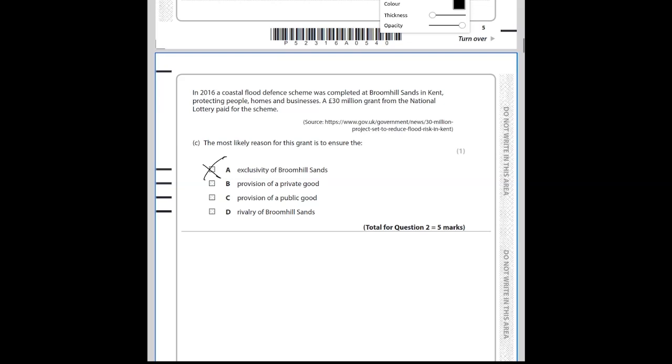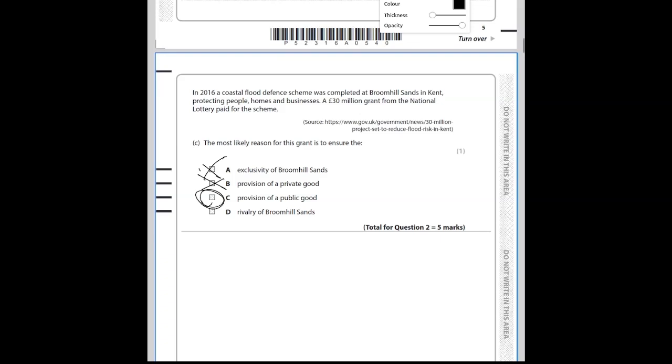The provision of a private good, I would argue this is not a private good. It doesn't sound like something that's owned by a private business, and by charging consumers, it's non-exclusive. The provision of a public good, this is correct.